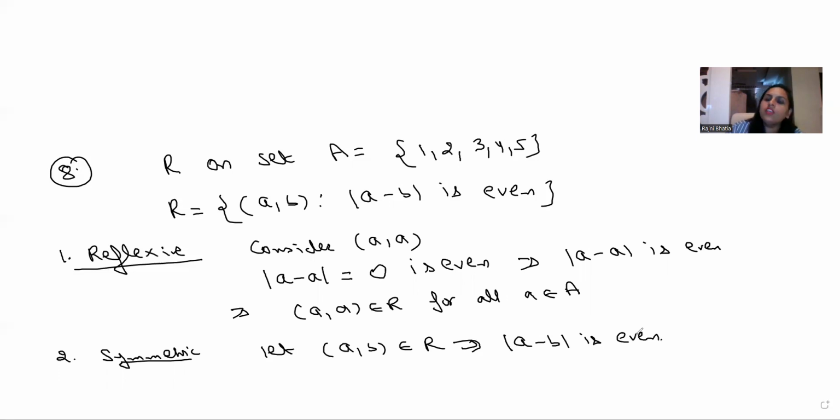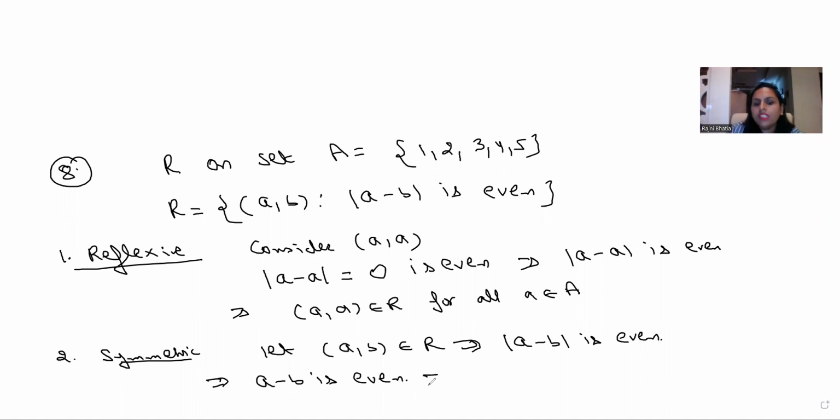Now you know what is the meaning of the modulus. Modulus means if there is a negative number, make it positive. So like modulus of minus 2 is 2. Modulus of 2 is 2. So if modulus of something is even, it means that number is also even. So if the modulus of a minus b is even, we can conclude that a minus b is also even. Now tell me, if 4 is even, minus 4 is also even. If 6 is even, minus 6 is also even.